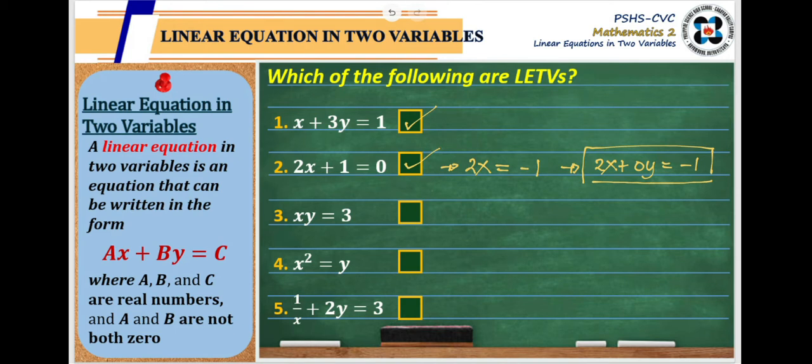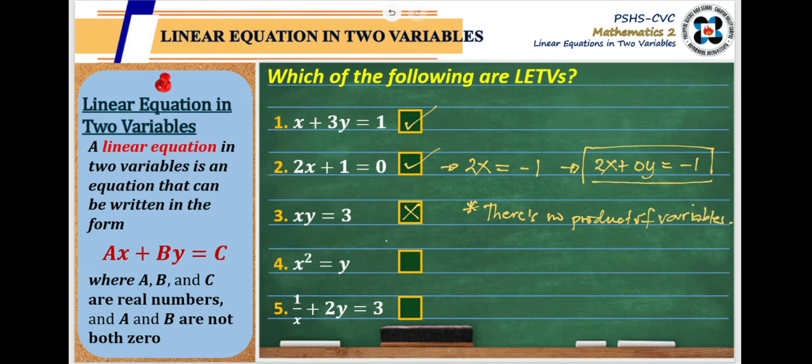How about number 3? xy is equal to 3. Is there a way to write this equation in the form ax plus by equals c? We cannot actually write it in the form ax plus by is equal to c. This should not be a linear equation in two variables. So one condition for a linear equation is no variables may be multiplied together. There should be no product of variables.